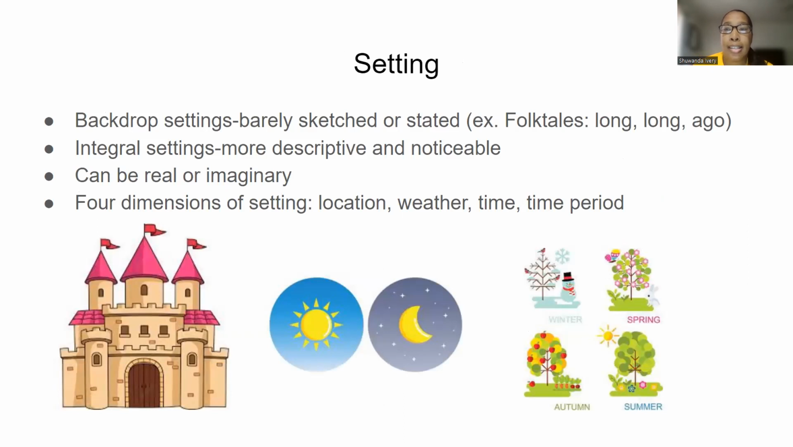Setting is another element of a narrative. A backdrop setting is an element that is barely stated. You really don't know where the setting is. Those are mostly found in folk tales because they say long, long ago. They don't specify when or where. Integral settings are more descriptive and noticeable. The setting can be real or imaginary. The 4 dimensions of setting are location, weather, time, and time period.